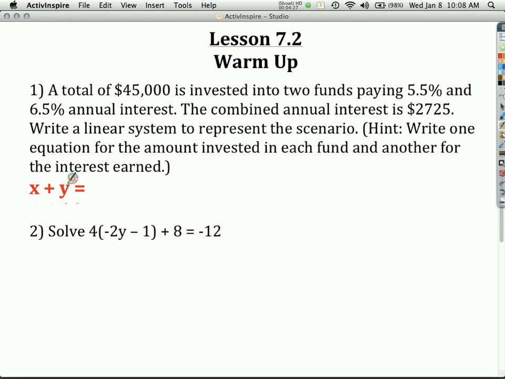The simplest one was that. X plus y equals 45,000. Now this is, with me, the third time you're seeing one that's like this. And you're going to see it more and more and more. Where you have a total, and it's being divided into 2 different quantities. One quantity is x and one is y, and so x plus y must equal 45,000. We saw this in the actual lesson last time as well.